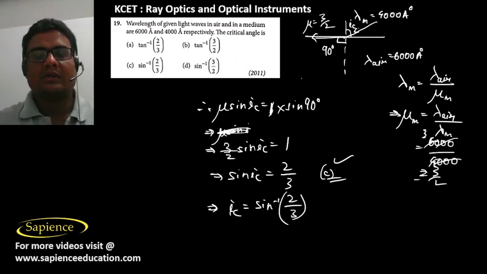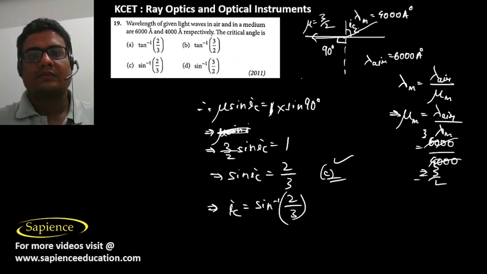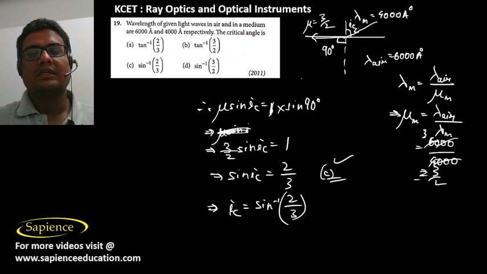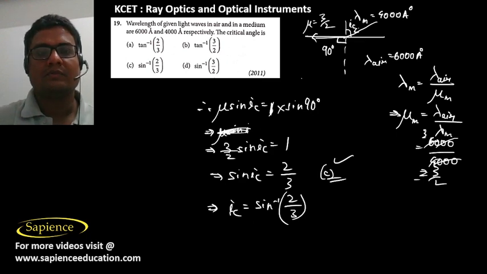So hope you have understood the solutions of these 19 questions. So here we shall end the first part of this video on ray optics and optical instruments. In the next part, we shall solve from question number 20 onwards.